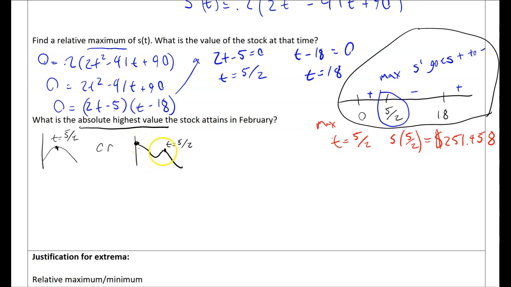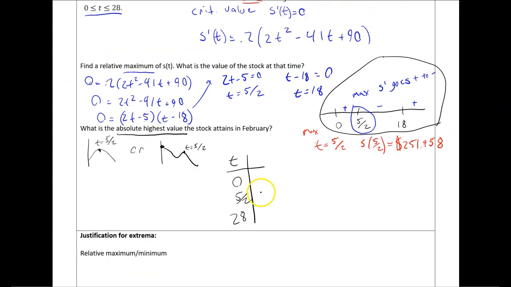Because all we've done so far is show that the derivative of s changes from positive to negative at t equals 5 over 2. We don't know that it's the biggest value. So to do this, we need to check 3 values here. We need to check t equal to 0, t equal to 5 over 2. And we don't need to check 18 because we saw that 18 is a minimum, but we do need to check t equals 28. And where did I get those values?